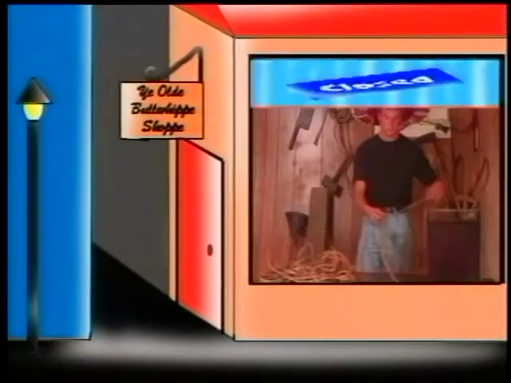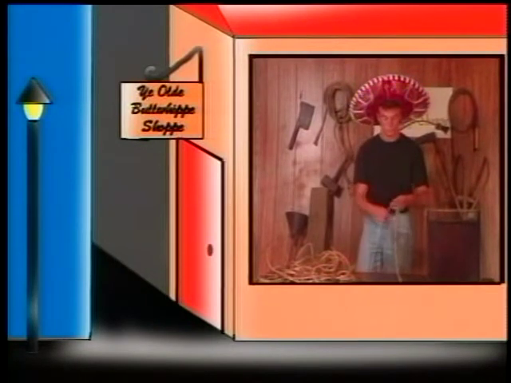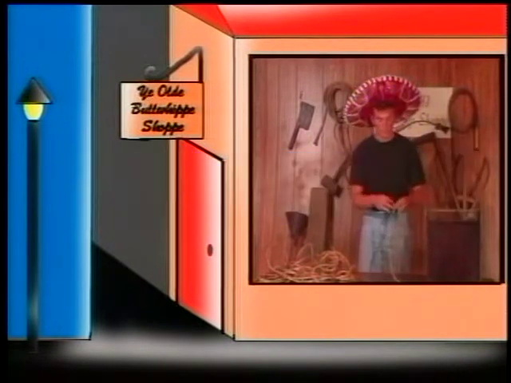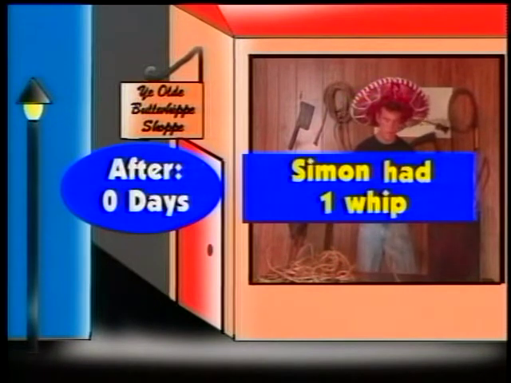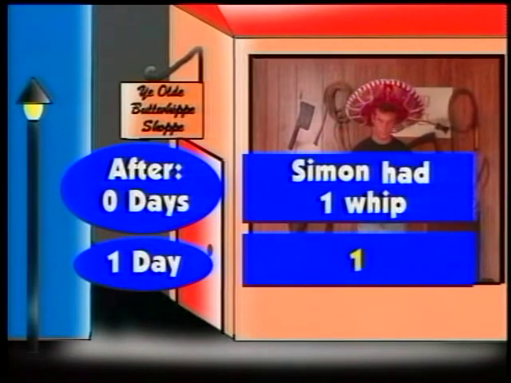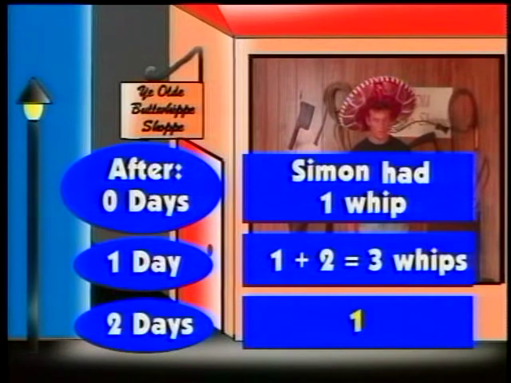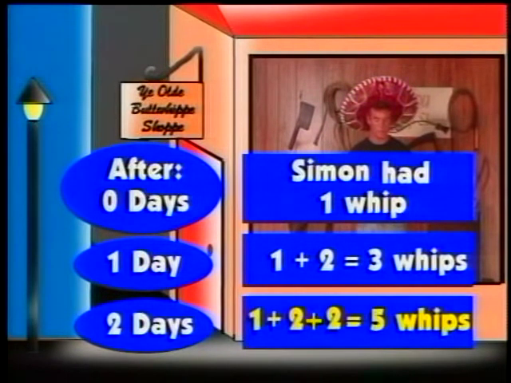A simple function can be used to solve this problem. In this case, the function will be a relation between the number of days that have passed and the number of whips that Simon has. We know that this morning, after 0 days, Simon had 1 whip. By the end of today, after 1 day, Simon will have the 1 whip he started with plus the 2 whips he made today, which totals 3 whips. Tomorrow night, after 2 days, he will have the 1 whip from yesterday plus 2 whips from today plus the 2 more whips that he'll make tomorrow. So he'll have a total of 5 whips.